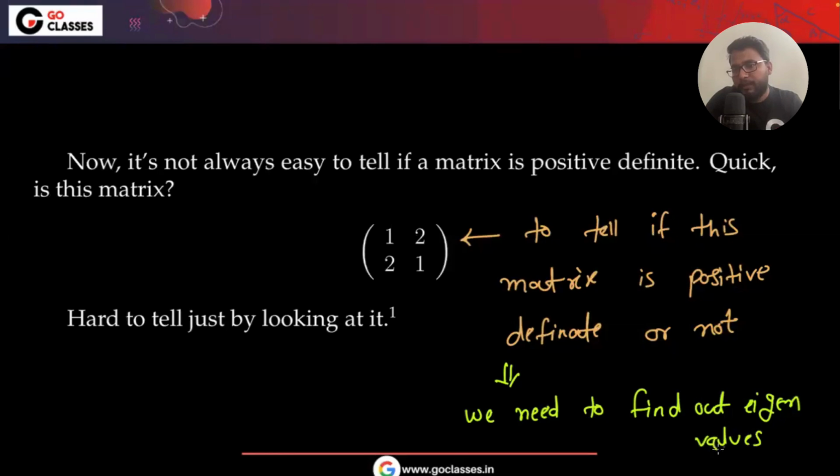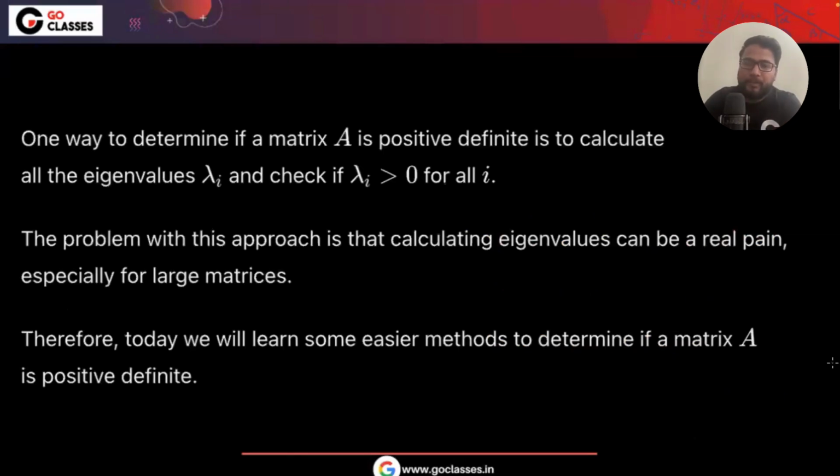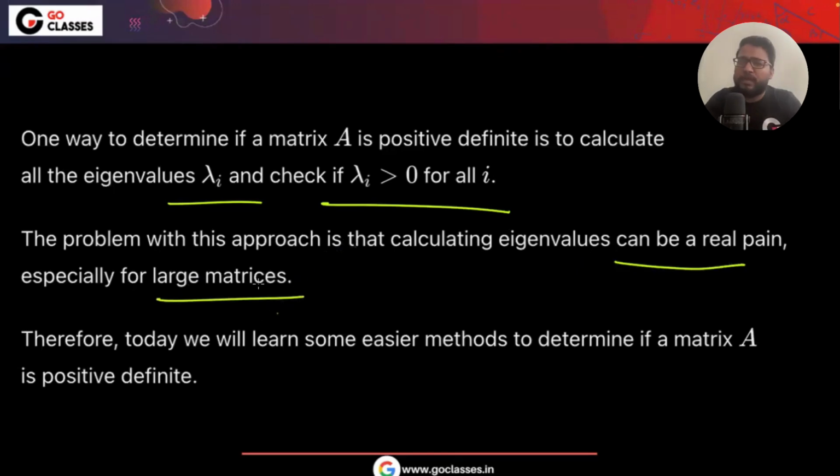Obviously, we can do it, but let's see if there is some other way to tell if this matrix is positive definite or not. One way to determine if a matrix A is positive definite is to calculate all eigenvalues and check if they are greater than zero. The problem with this approach is that calculating eigenvalues can be a real pain, especially for large matrices. Therefore, today we will learn some easier methods to determine if a matrix A is positive definite or not.